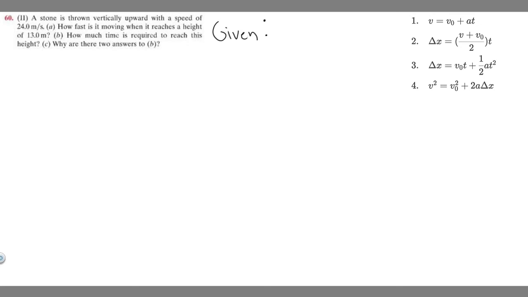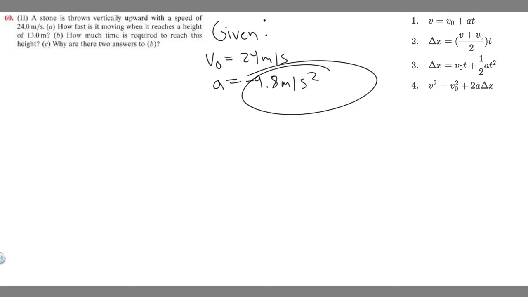So we're told that a stone is thrown vertically upward with a speed of 24 meters per second. So that's telling us that our initial velocity, or v sub 0, is going to be 24 meters per second, because it's just thrown at this speed in the beginning. We're also not told, but you need to know that when something's thrown upward, the force of gravity is going to act upon it. So the force of gravity is minus 9.8 meters per second squared. And so that's going to be acceleration.